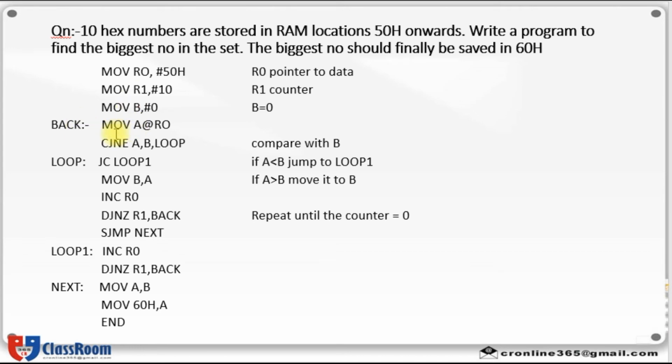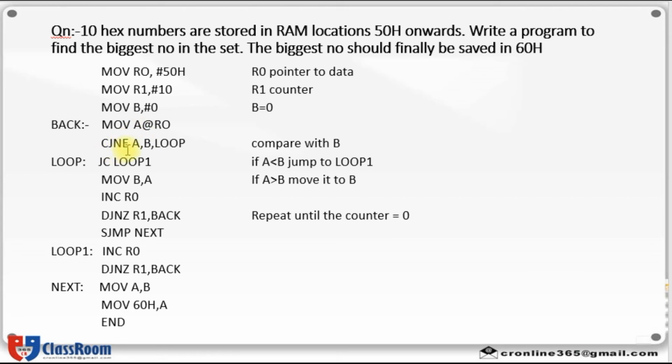Then, by using this instruction, I want to get data from this location 50H onwards. 50H contains some data, 51H contains some another data and so on. So, by using this instruction, MOV A, @R0. That R0 will be pointing to the address location 50H and that 50H contains a data. That data is transferred to accumulator. For example, this 50H contains my data 1. That 1 is transferred to this accumulator.